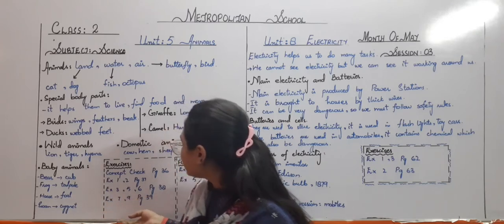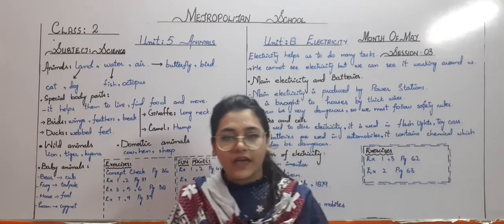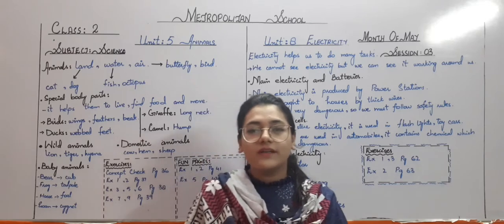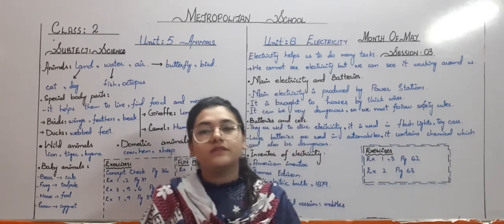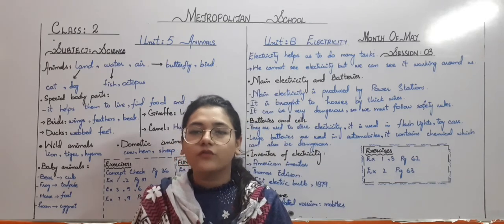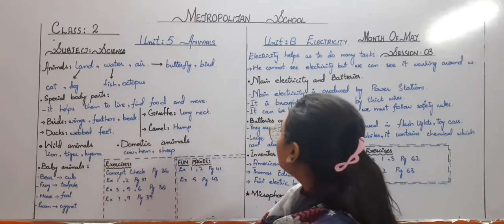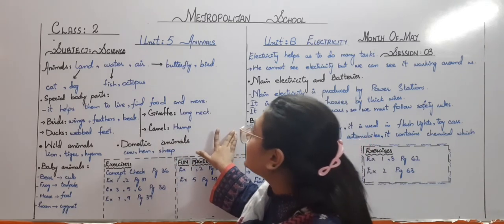Then we have exercise 9 on page number 39, in which we have two columns. First one is that lives in water and the other one that do not live in water, and we have to fill them accordingly. Okay guys, this is all which we have covered in unit number 5.